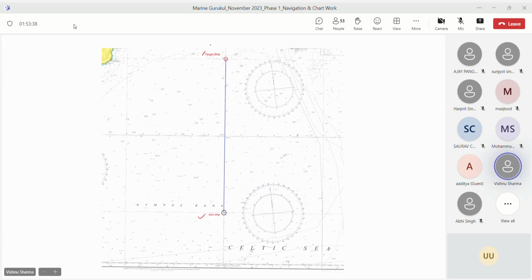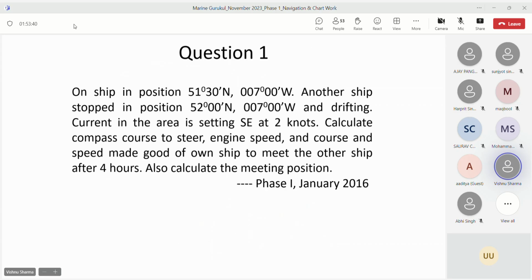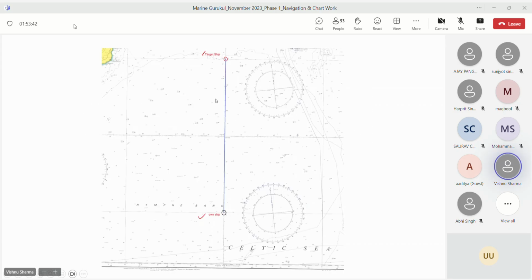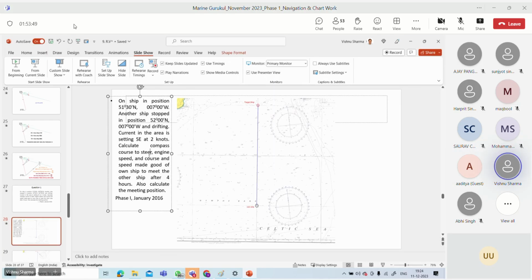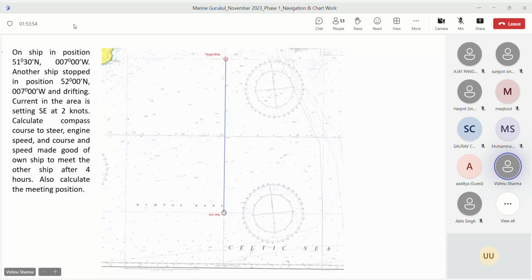Where will the target ship be after one hour? Let me take this question along. So here is the question. After how much duration do you want to meet? Here the duration is given. Earlier we were finding out the rendezvous time. Here it is already told that you want to meet after 4 hours. So after 4 hours, can you find out the position of the target ship? Yes or no?